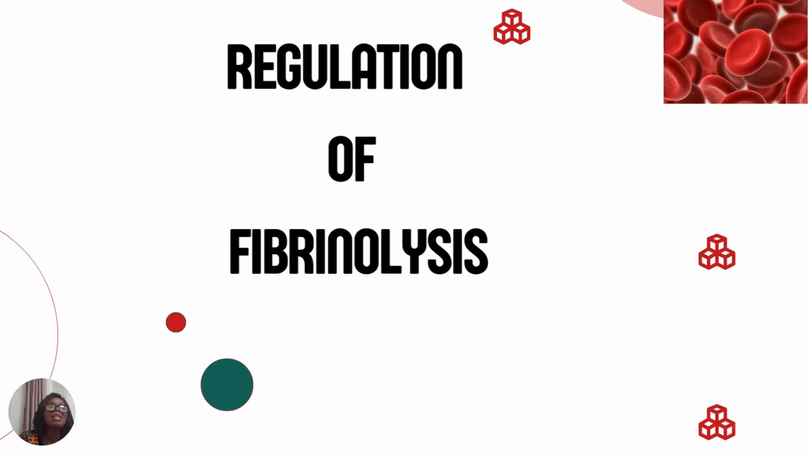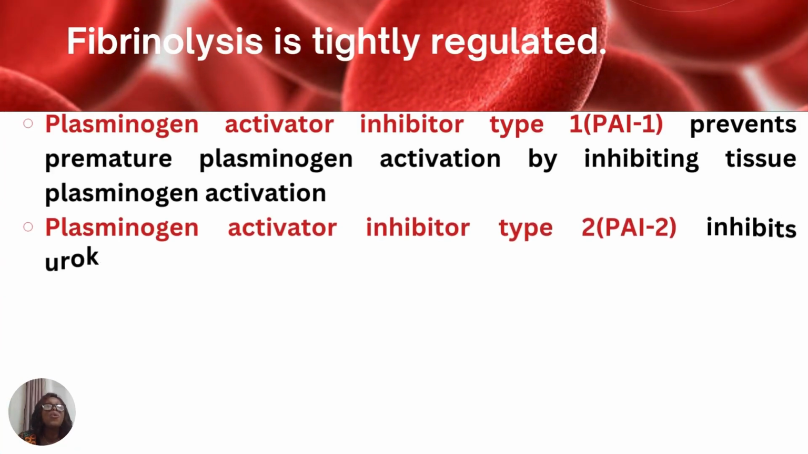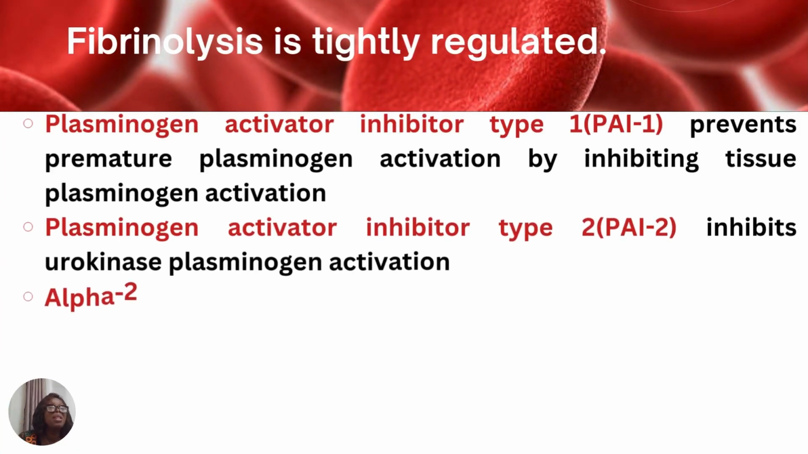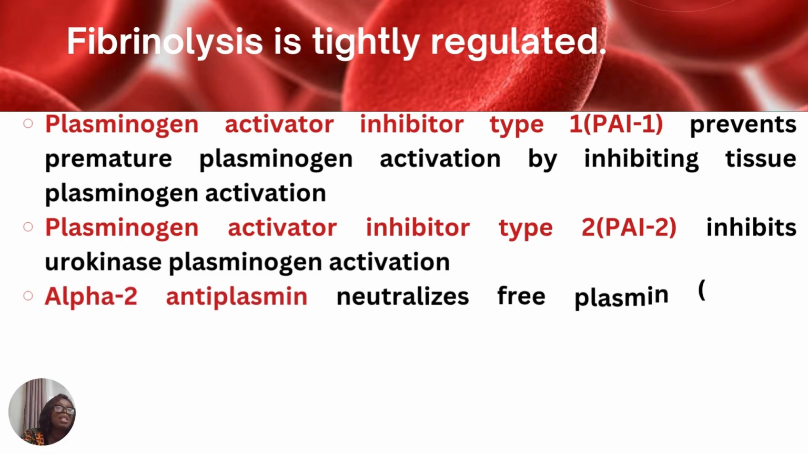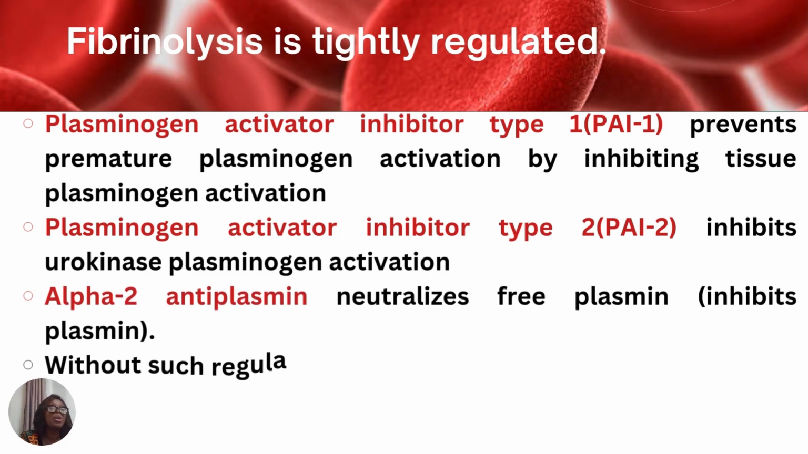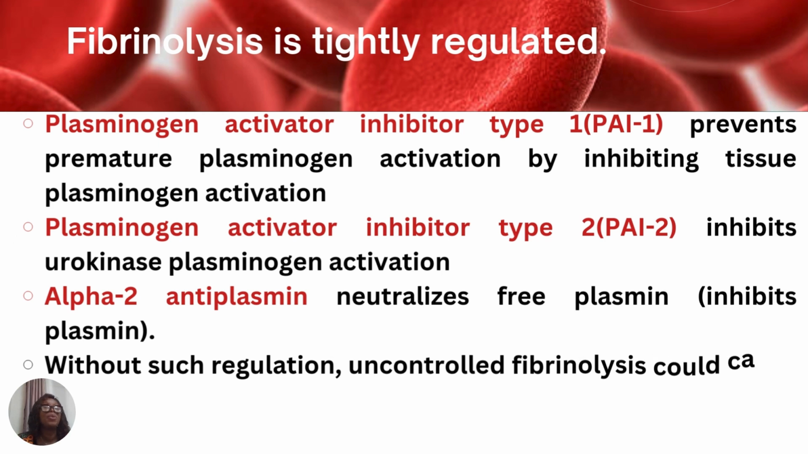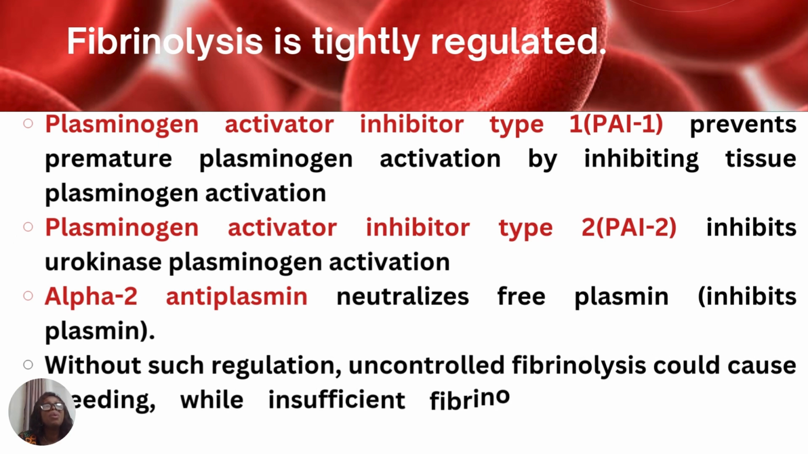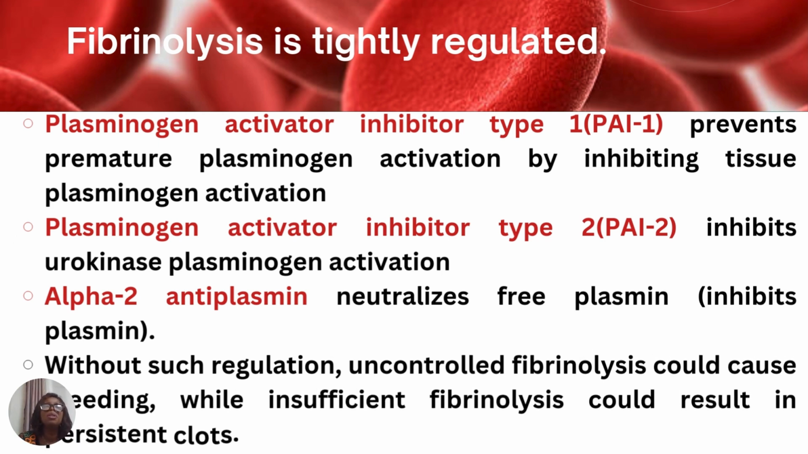Okay, this process is tightly regulated. For the process not to escalate, we have inhibitors that inhibit the activities of tissue plasminogen activator and also urokinase plasminogen activator. Okay, so we have plasminogen activator inhibitor type 1, which prevents premature plasminogen activation by inhibiting tissue plasminogen activator, while plasminogen activator inhibitor type 2 inhibits urokinase plasminogen activator.